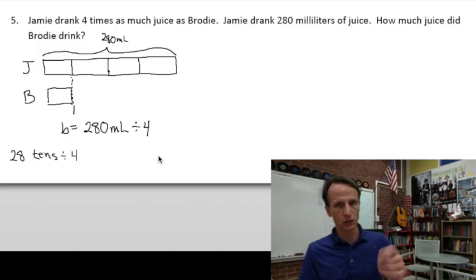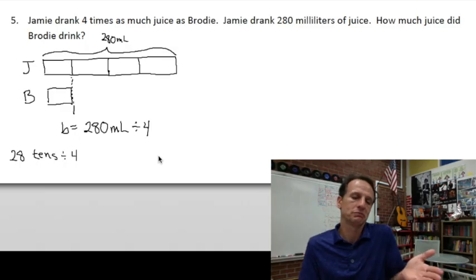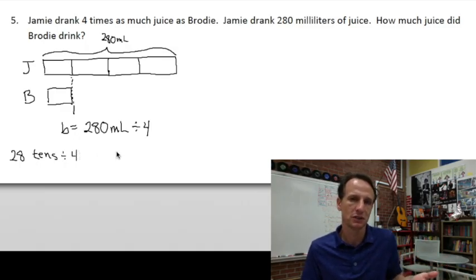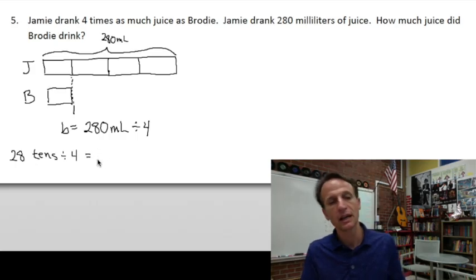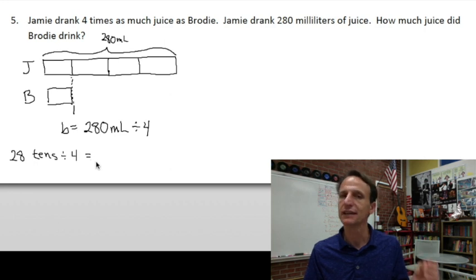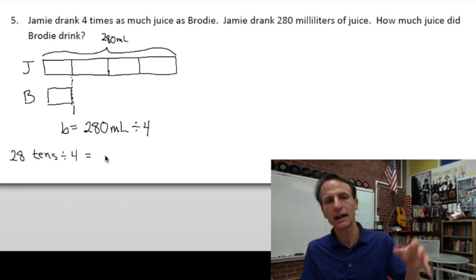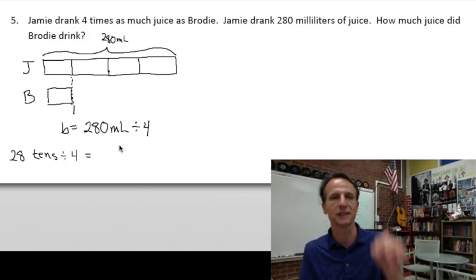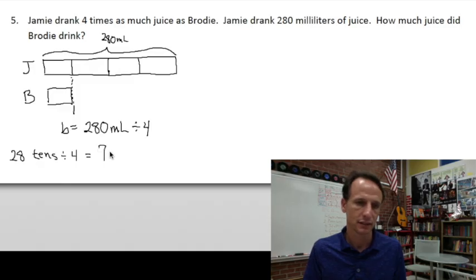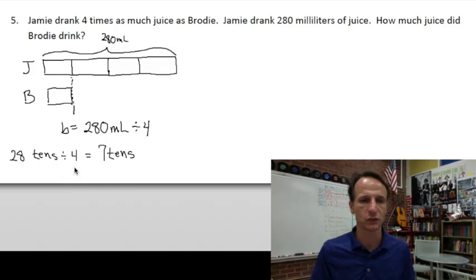And this time, instead of doing the whole passing out thing, just think. 28 divided by 4 is 7, right? Because 7 times 4 is 28. And it's not just 28, though. It's 28 tens. So 28 hot dogs divided by 4 is 7 hot dogs. 28 tens divided by 4 is 7 tens. And what is 7 tens in standard form? That means that 280 divided by 4 is 7 tens, which we write as 70.